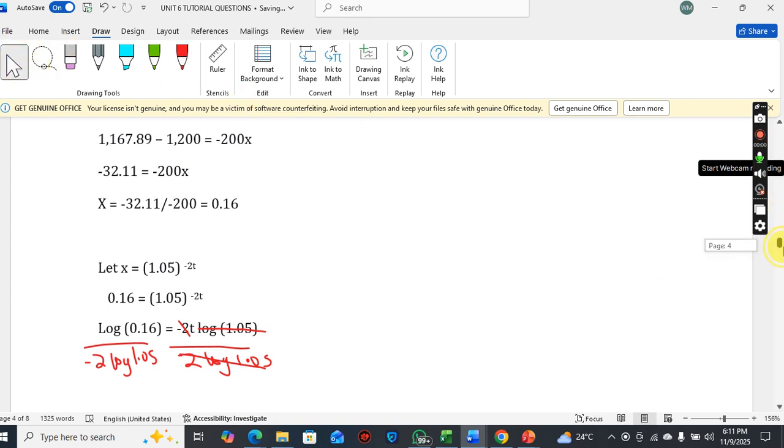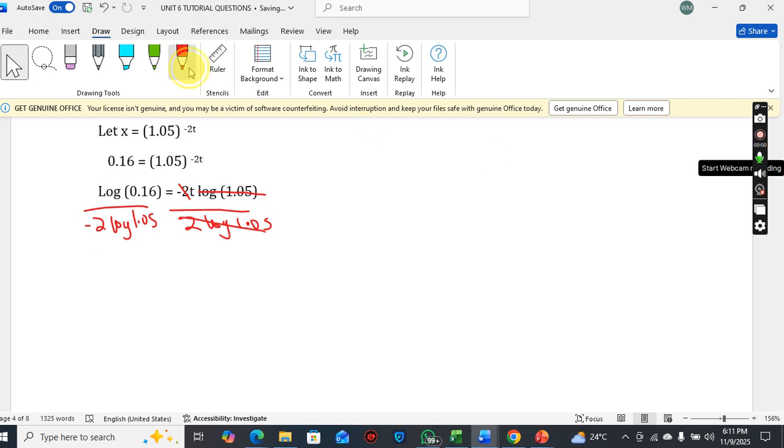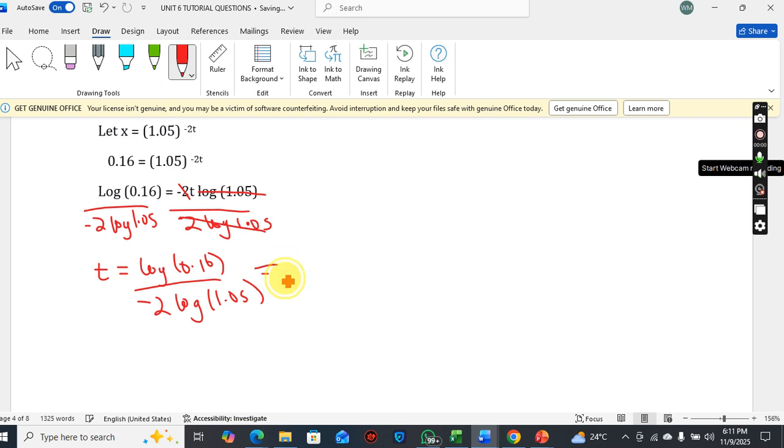So to get our value for t, you're going to say t equals log 0.16 over negative 2 log 1.05. So let's get our calculators. Just in your calculator, type in log 0.16.